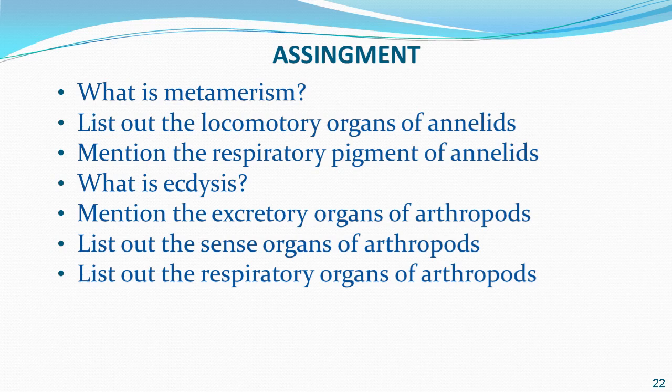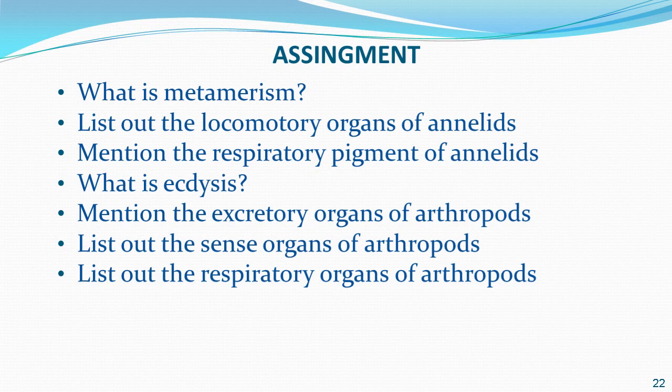Then mention the respiratory pigment of annelids. What is the respiratory pigment? Hemoglobin as well as chlorocruorin. Right. Then what is ecdysis? In phylum Arthropoda, the insects remove their outer exoskeleton periodically during the metamorphosis process. That is known as ecdysis. Right? Then mention the excretory organs of arthropods. The excretory organs are Malpighian tubules, green glands and coxal glands.